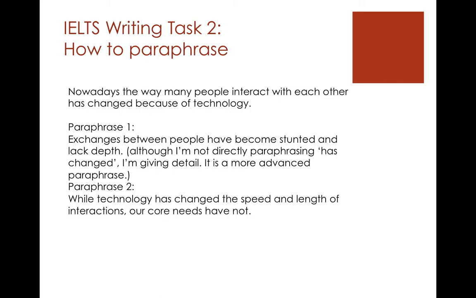Okay, so again, this is saying what the changes are. This just says "has changed" in the question. Your job in the essay is to give details. And here we go, we're paraphrasing it. We could use "has become different" or "has altered", which I'll show you in a minute. But we also have what it has altered, the speed and the length. So we're giving more detail than the statement. And then we say our core needs have not. So we're actually going to say that even though technology has changed, our basic needs have not changed.